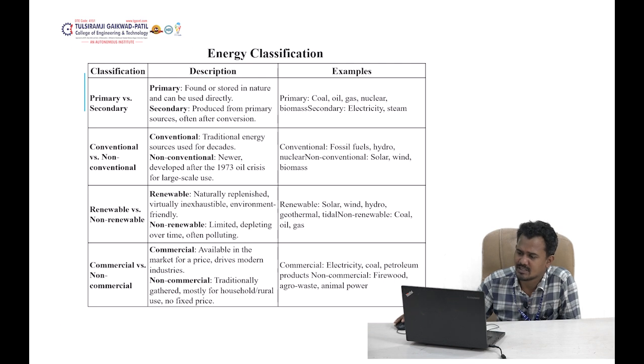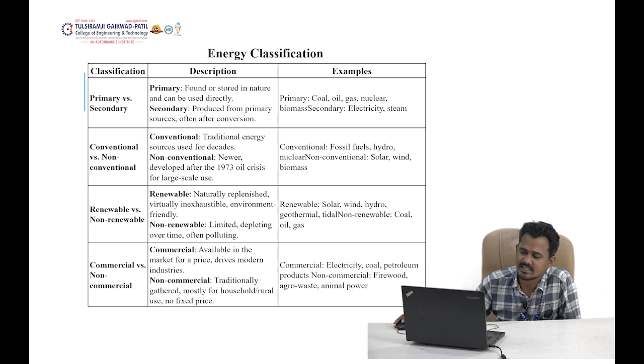On the basis of this, we classify energy resources, first like primary versus secondary. Primary is what is available in nature, and secondary is what is produced from primary. Examples of primary are coal, oil, gas, nuclear, and for secondary you can see steam and electricity, these are secondary energy sources, the energy which we get.